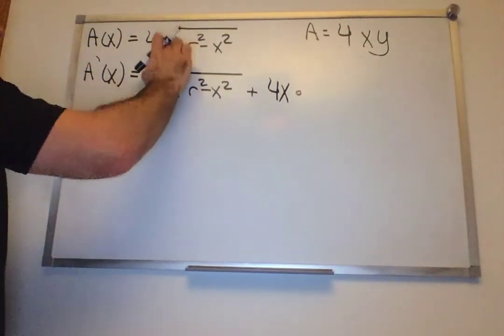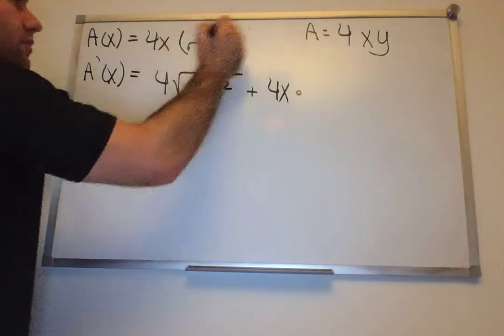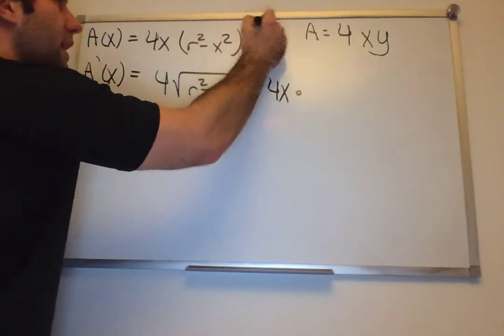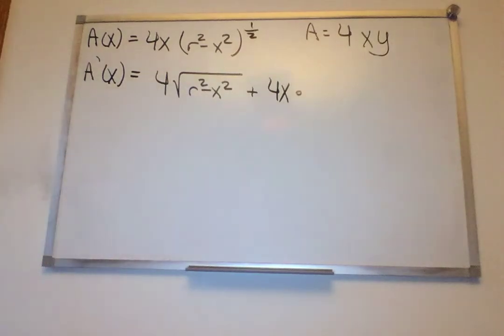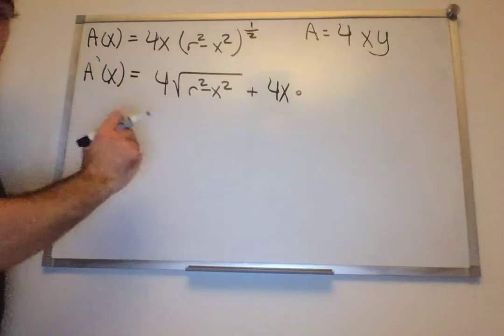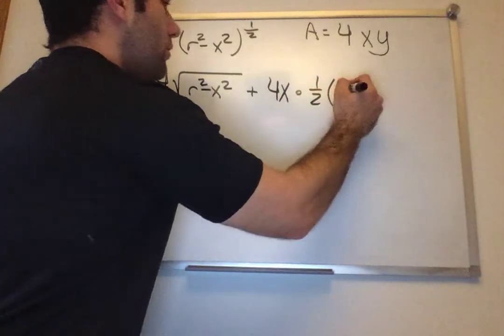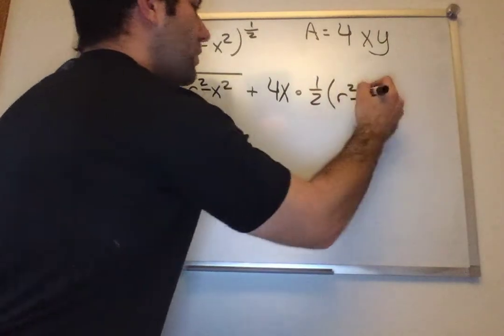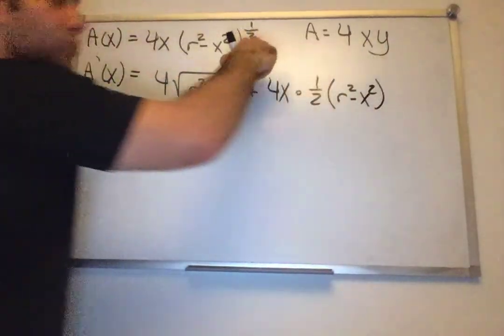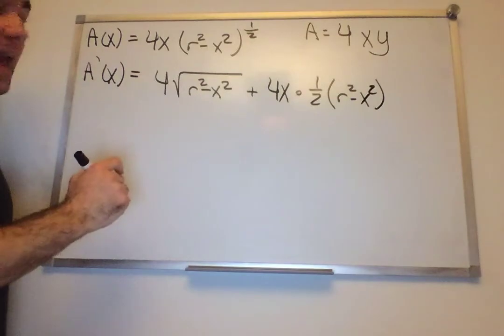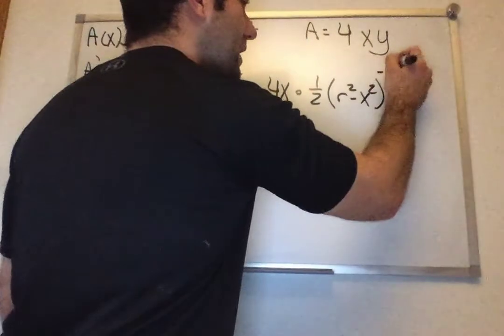Now, I'm going to erase the square root here and rewrite it as a 1/2 power. I think it's a little easier to see that way. So it's a power rule. Bring the 1/2 out front. Rewrite it, r squared minus x squared. Subtract 1 from the power: 1/2 minus 1 is negative 1/2.